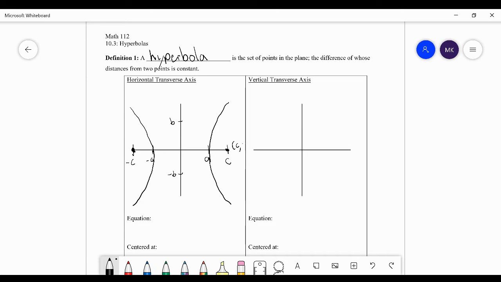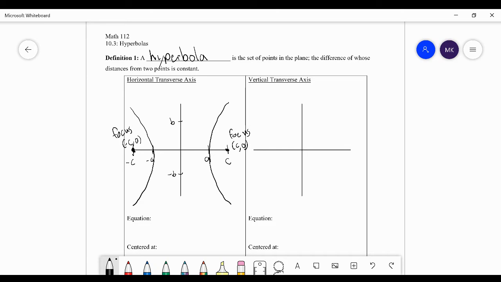Okay, so these points here at C comma 0 and negative C comma 0, those are our focus, or foci, if you talk about them together. Those are the points from which the distances are fixed. So if we pick any point on the hyperbola, the difference of the distances from these 2 points is fixed. It doesn't matter which point, any point on here, and we get that.